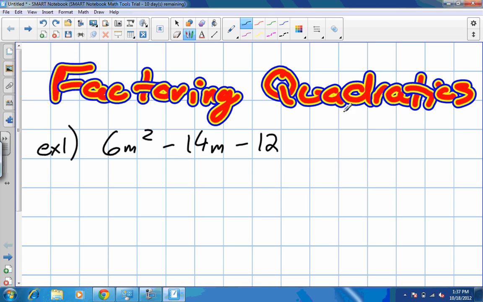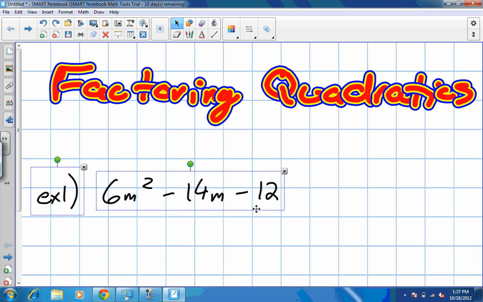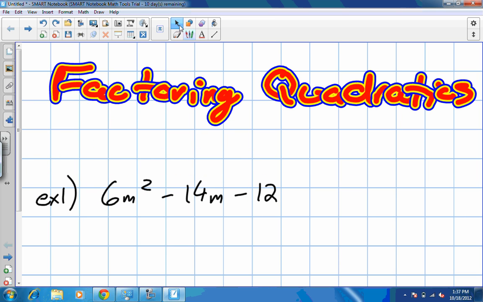Okay, we're going over factoring quadratics. This is a quadratic expression in standard form. When we're factoring, our main goal is essentially to go from standard form to factored form.